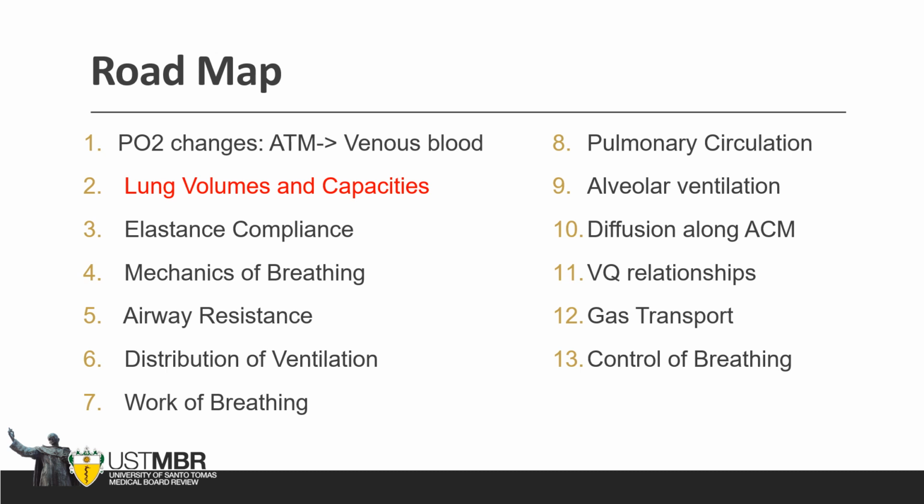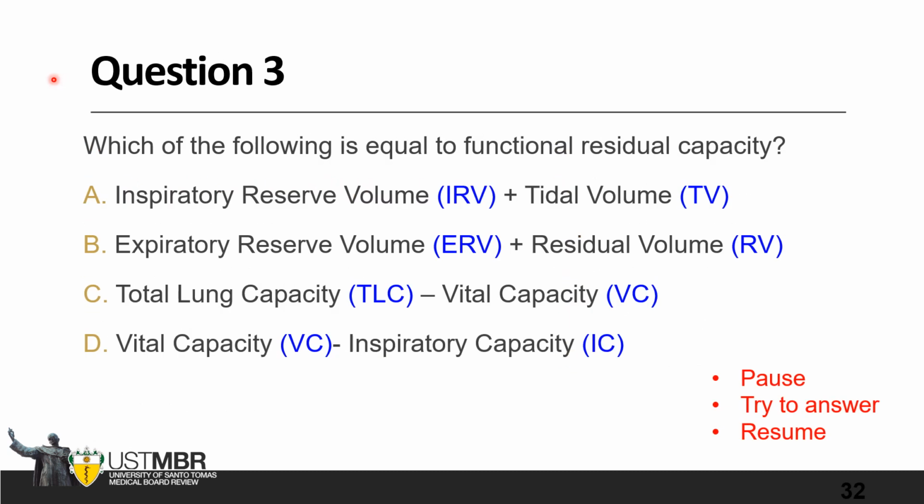Now let us move on to the second item, which is lung volumes and capacities. The third interactive question is that which of the following is equal to functional residual capacity? A. Inspiratory reserve volume plus tidal volume. B. Expiratory reserve volume plus residual volume. C. Total lung capacity minus vital capacity. And D. Vital capacity minus inspiratory capacity. Again, I'd like you to pause, try to answer, and then resume.